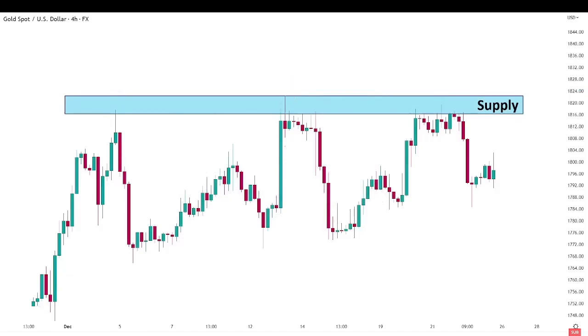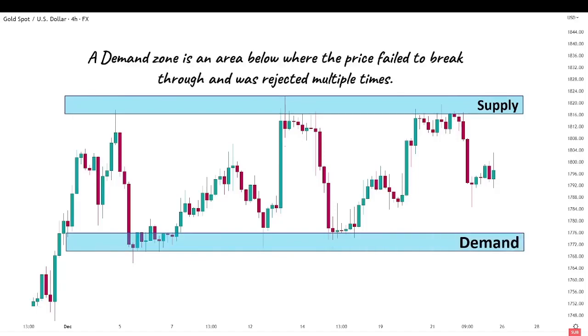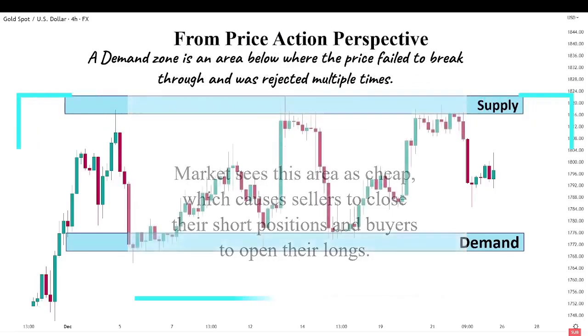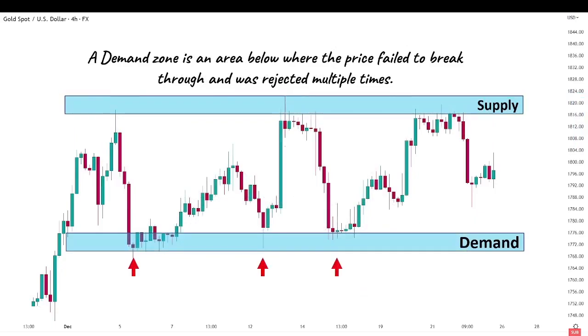Now in the opposite direction, a demand zone is an area below where price failed to break through and was rejected multiple times. From the price action view, the market sees this area as cheap, which causes sellers to close their short positions and buyers to open their longs. The outcome of this double action is what makes the price reverse from the demand area.